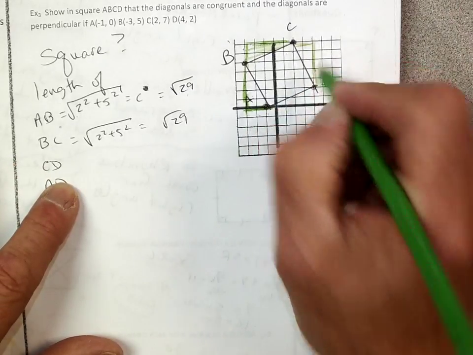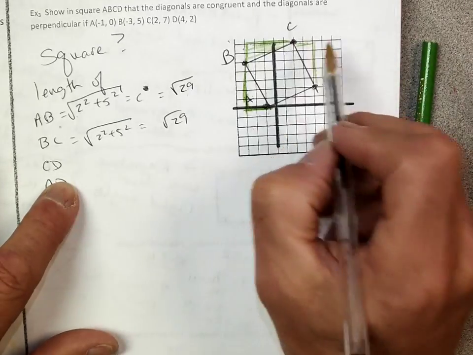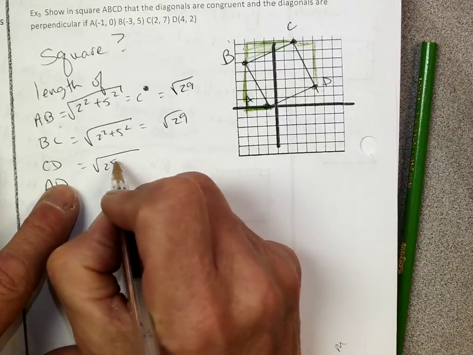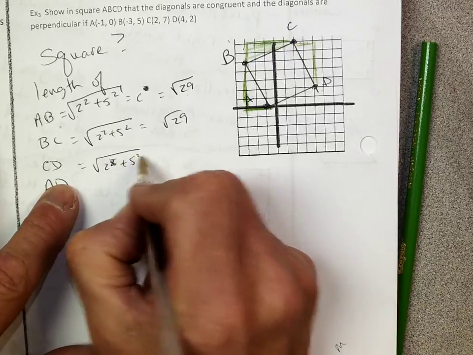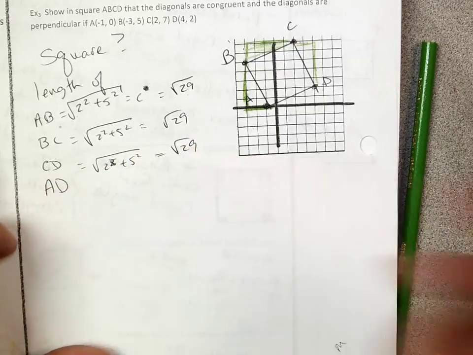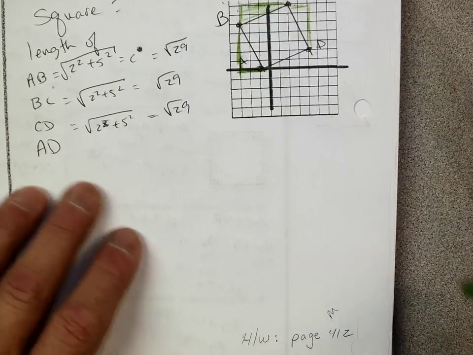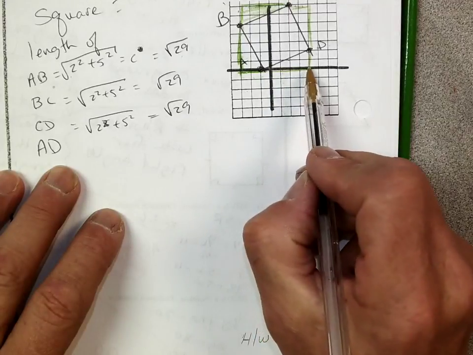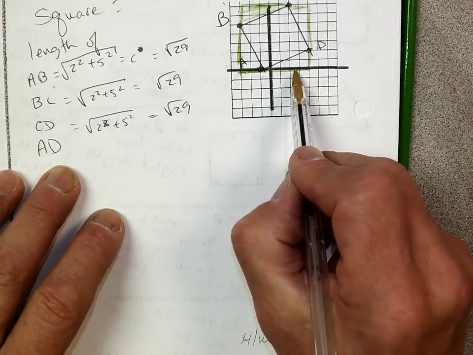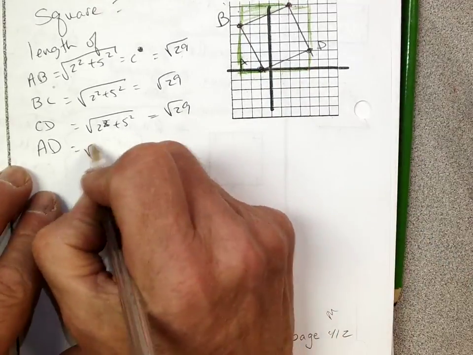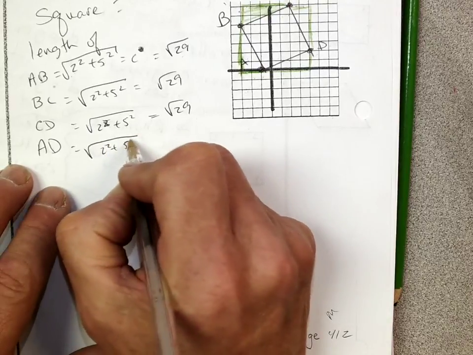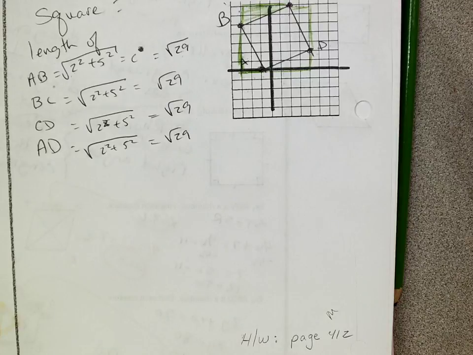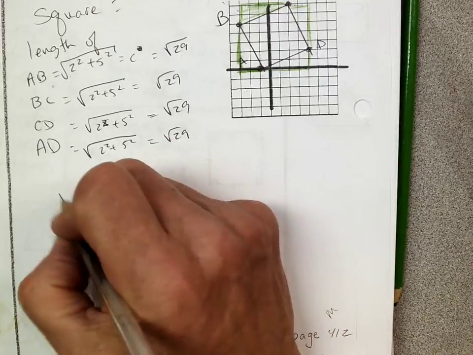And how about this one? CD. It looks like it's 1, 2, 1, 2, 3, 4, 5. So, same thing. 2 squared plus 5 squared, square root of 29. Same triangle, right? And then finally we'll get AD. 1, 2, 3, 4. 1, 2, 3, 4, 5, 1, 2. Same thing. 2 squared plus 5 squared, which is square root of 29. So it's got to be at least a rhombus. At this point, we know it's a rhombus.